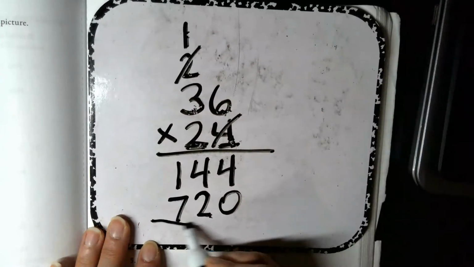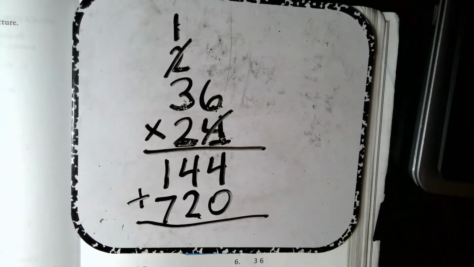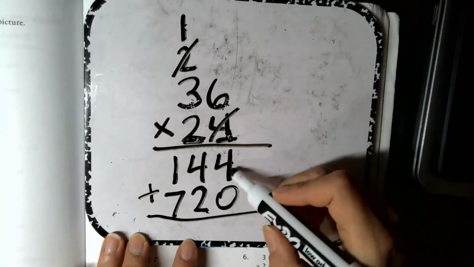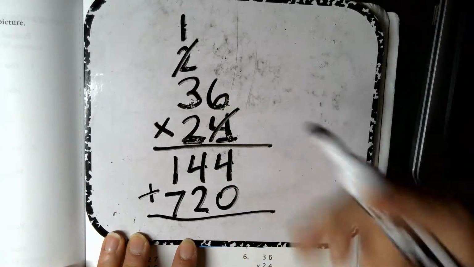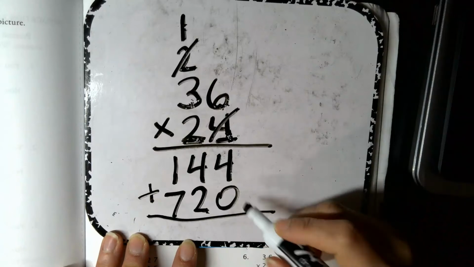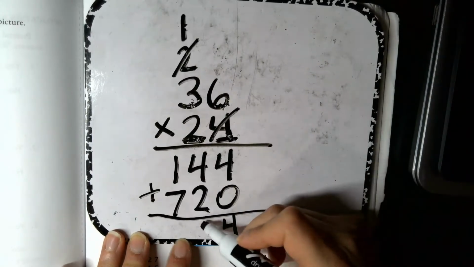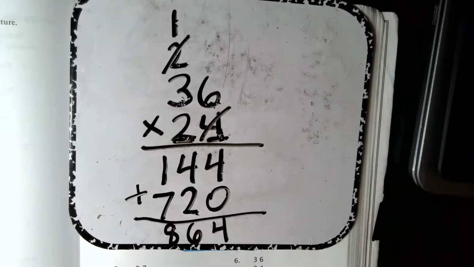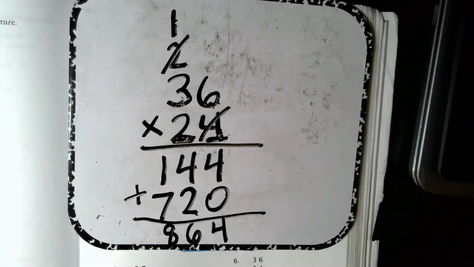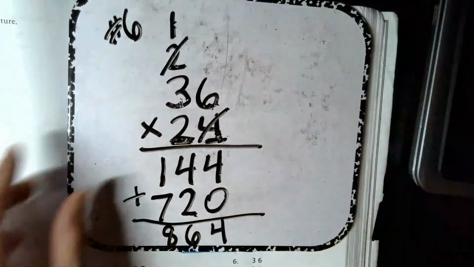Okay, now we can add them all up and see how nice and neatly lined up they are so that there's no confusion. We know these are the ones place right here, these are the tens, and these are the hundreds. So we are adding them where they're supposed to be. So 4 plus 0 is 4, 4 plus 2 is 6, and 7 plus 1 is 8. So 864. And that one was for problem number 6 on page 329.